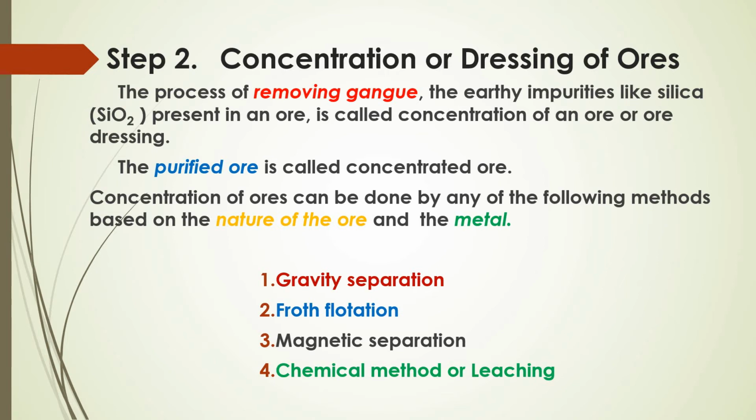So concentration of ore can be done by any of the 4 methods based on the nature of the ore and the metal which we are extracting. Now let us discuss these 4 different methods of concentration of ore one by one. First, gravity separation. What is the principle behind this?